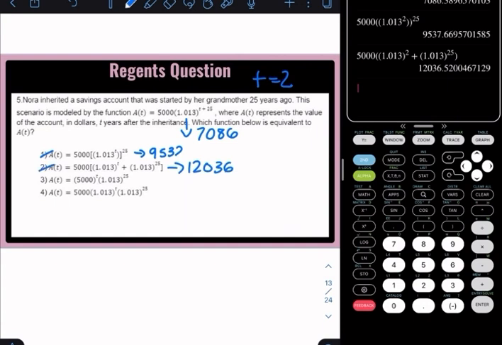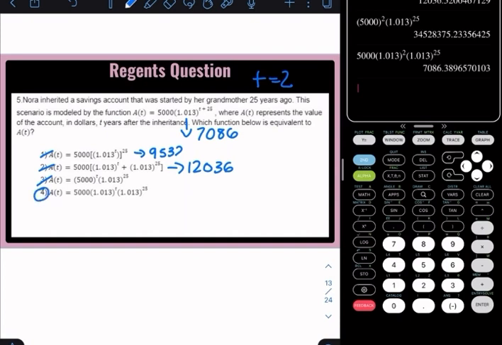Let's look at number 3. We have 5,000 raised to the t power, which t is 2. Then parentheses 1.013 raised to the 25th power. That's not going to be my answer choice. And number 4, 5,000 parentheses 1.013 raised to the t power, which is 2, parentheses 1.013 raised to the 25th power, which that is our answer choice.